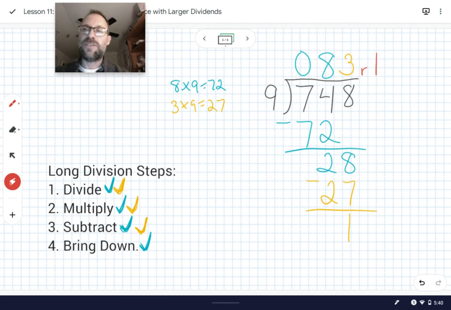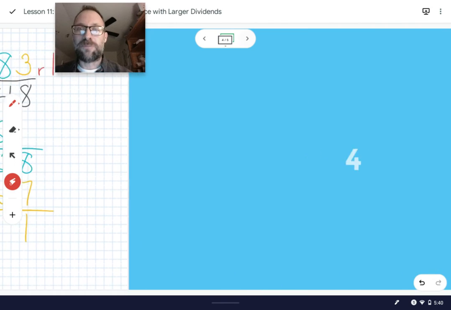And look at that. We did it in just 2 steps. Huh. And that's because we didn't divide 7 by 9. It's too small. We started with the first 2 digits. Kind of saved us a step, didn't it? Isn't that interesting? Let's take a look at one more.